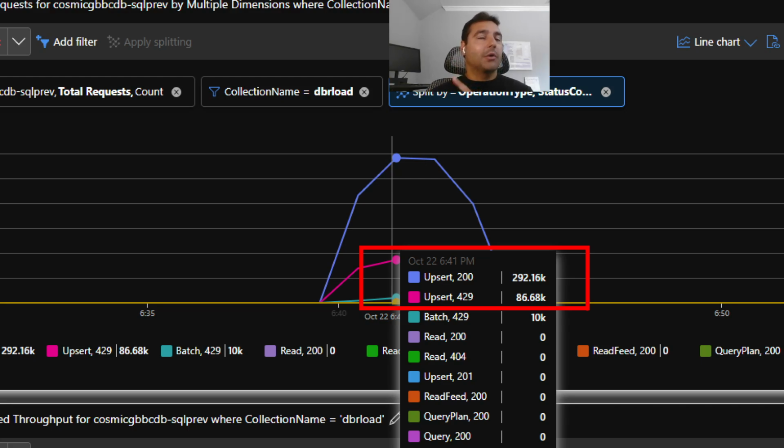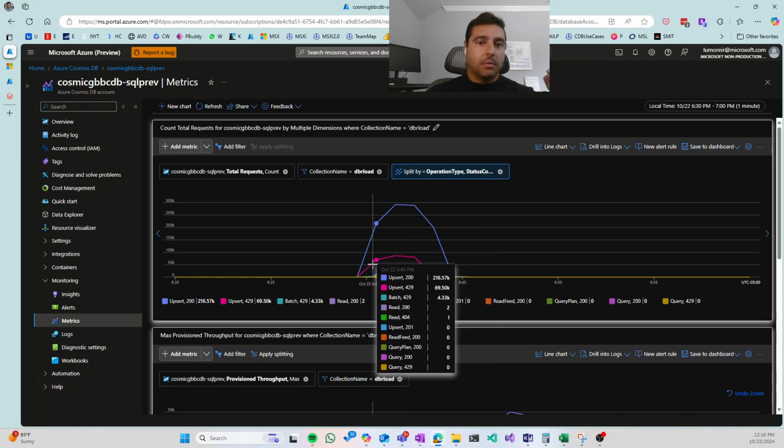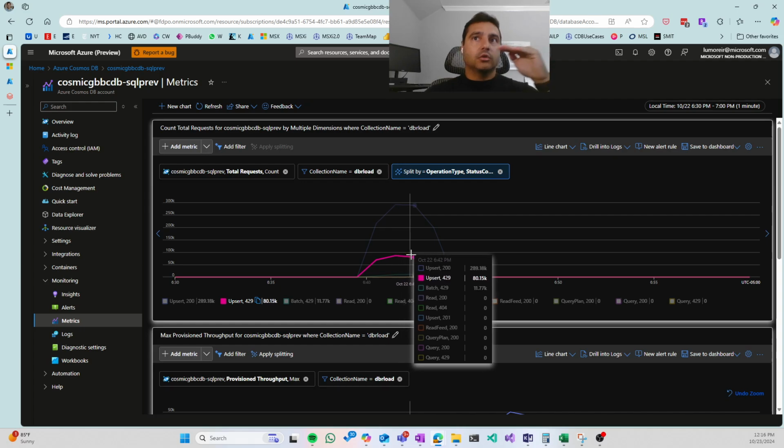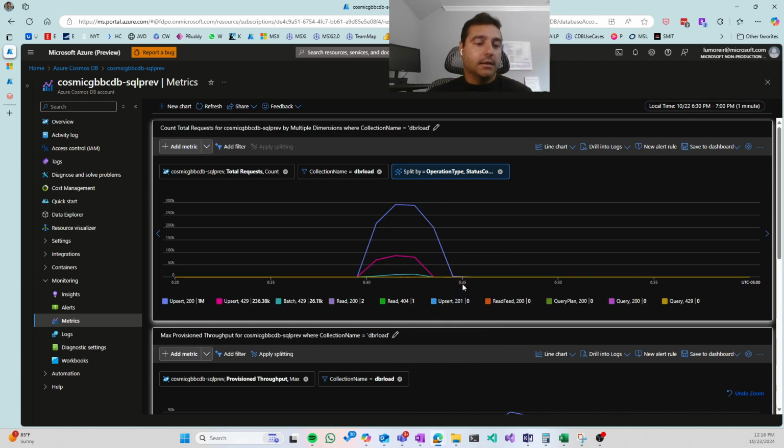So this is what I'll call a bad 100% normalized RU, because it has consequences and a really high level of throttling, and it's not a single spike. You can see that it continues to throttle until the workload dies down. Okay.